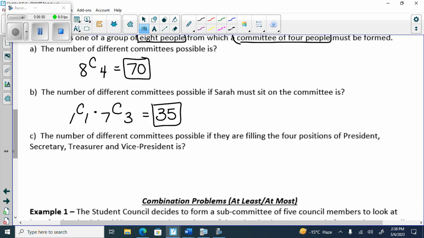Then C says the number of different committees possible if they're filling 4 positions: president, secretary, treasurer, and vice president. Why is it a perm? Different jobs. There's different jobs. The 4 that I'm picking are getting 4 different things, so the order matters. So like those 7 that I was picking for baseball got 7 different positions, and that's why it was a P. 1,680.